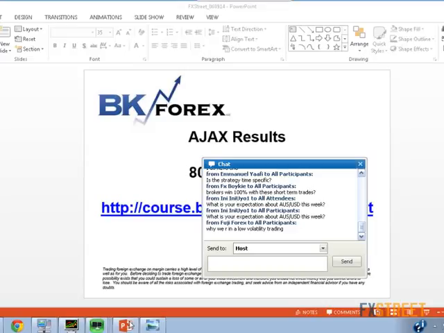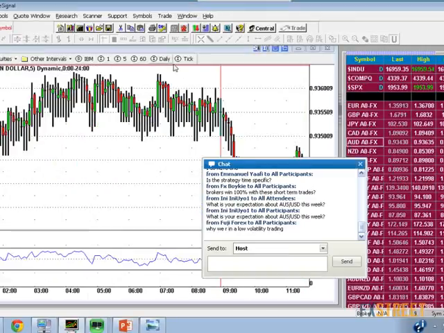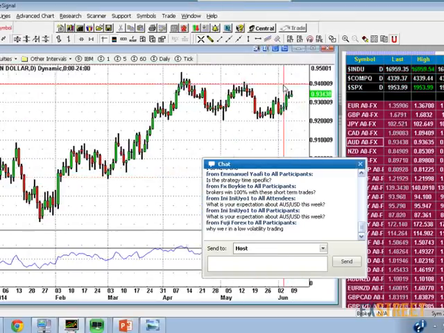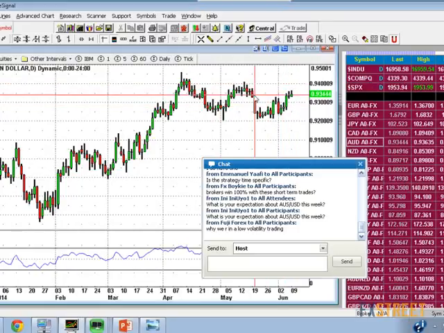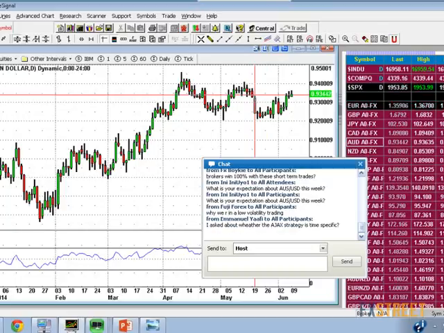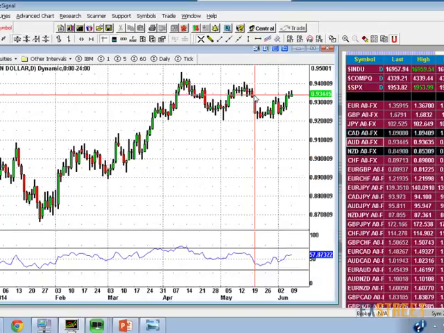Any other questions? What's my expectation for Aussie dollar this week? I think Aussie is probably going to head higher. We may have some good data, and China and Australia has definitely got higher highs, higher lows. I think it's headed to 94.25. I spent a lot of time talking about why we're in a low volatility environment. So when this recording goes up, feel free to go through it, because the whole first half of the presentation was about why we are in a low volatility environment.